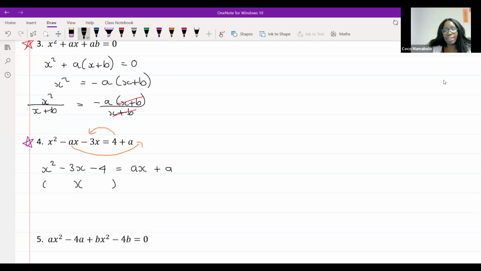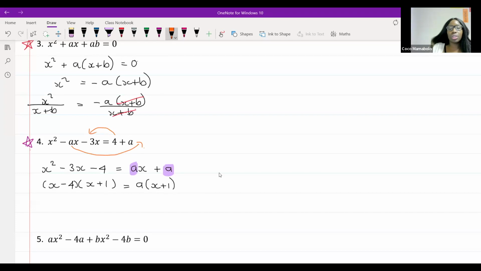And if I factorize, I'm going to get x minus 4 and x plus 1 is equal to, now on this side, I can take out a common factor of a. So I'm going to take out a common factor of a, and if I do that, I'm going to end up with a multiplied by x plus 1, right?